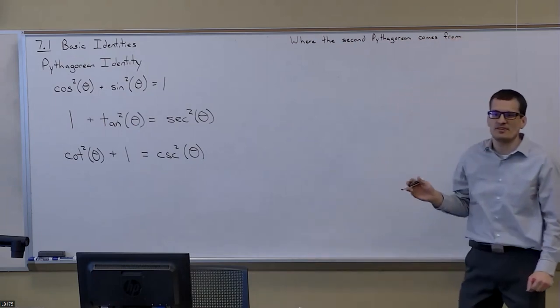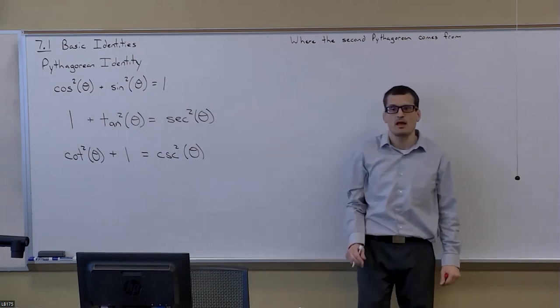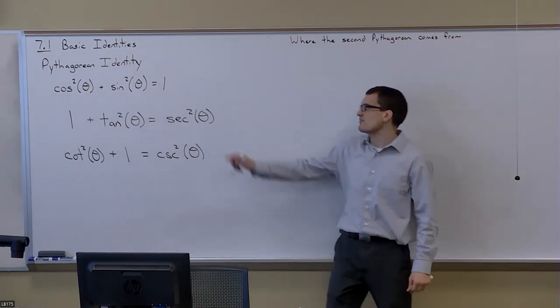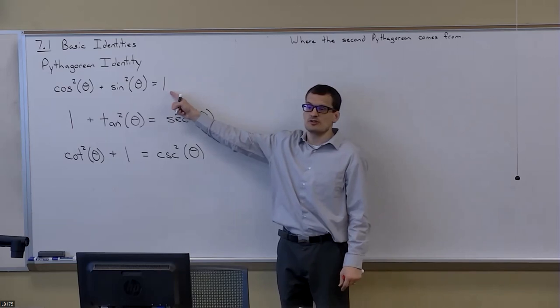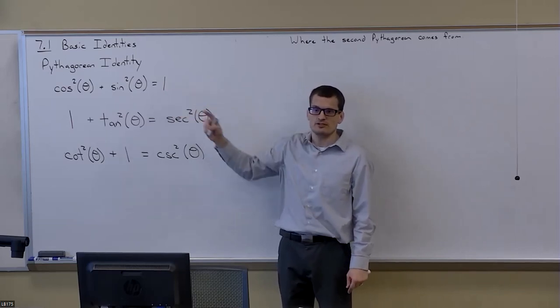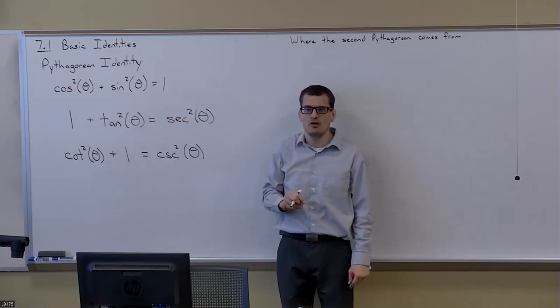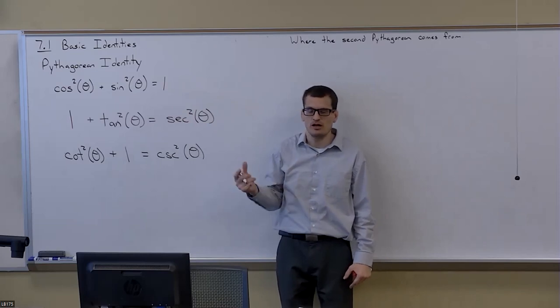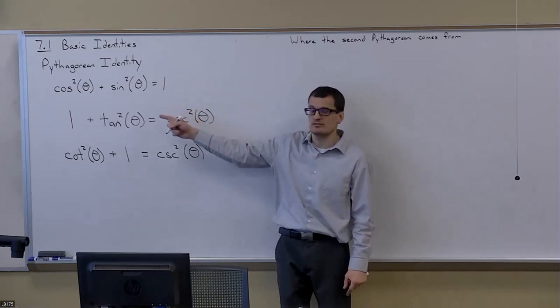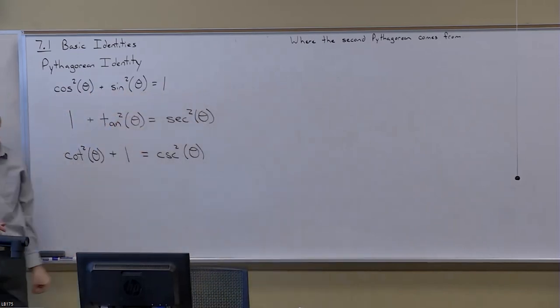Here's where the second Pythagorean identity comes from. We saw that the first Pythagorean identity is just a result of the unit circle: a point on the unit circle is distance 1 away from the origin, so radius 1. So you square the x, the first coordinate, plus the square of the second coordinate, and you have to get 1.